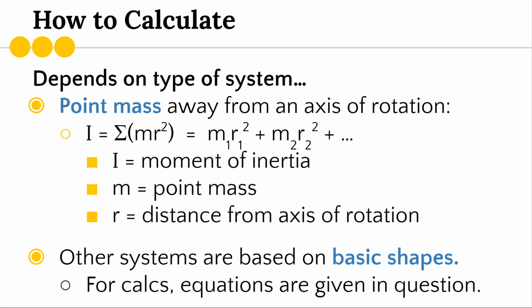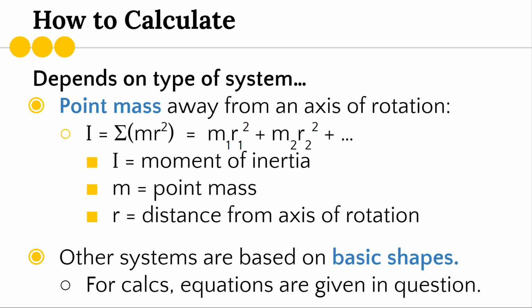Okay, so how do we calculate moment of inertia? Well, it depends on what type of object or system we're looking at. You could calculate moment of inertia for a point mass. And a point mass is basically just that. It is mass concentrated at a single point, or you're assuming concentration of mass at a single point for the purposes of that calculation.